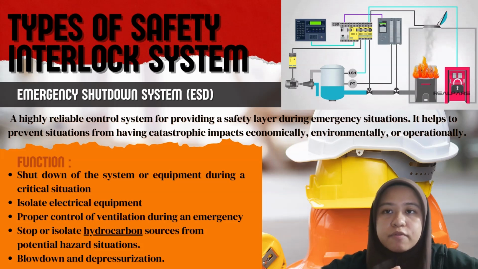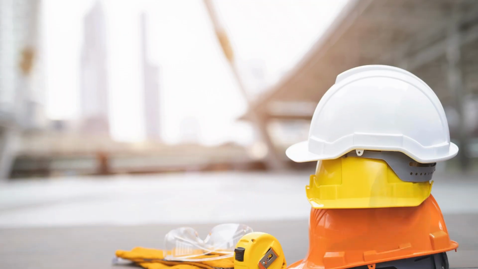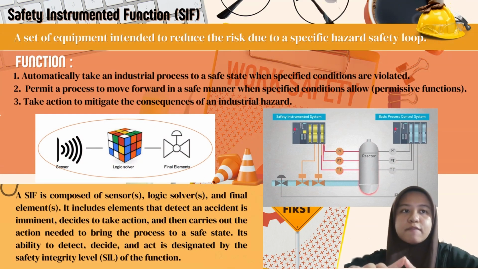The function of emergency shutdown system is to shut down the system or equipment during a critical situation. It also isolates electrical equipment and provides proper control of ventilation during an emergency. Emergency shutdown system is also to stop or isolate hydrocarbon sources from potential hazard situations, and to blow down and depressurize.